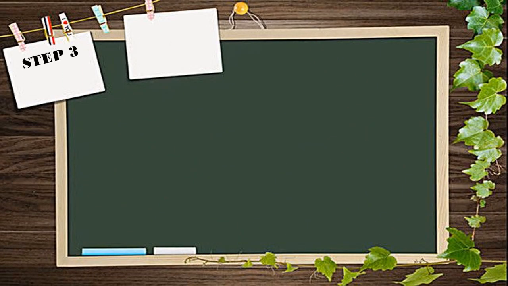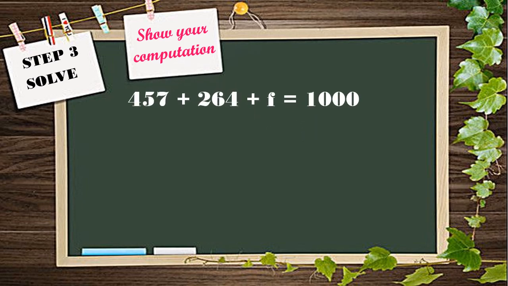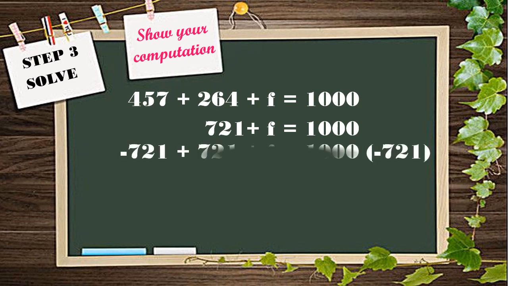Step 3. Let us solve. Show your computation given the equation. Our equation is 457 plus 264 plus F equals 1,000. 457 plus 264 is equal to 721 plus F equals 1,000.